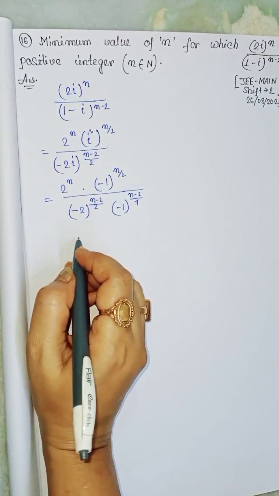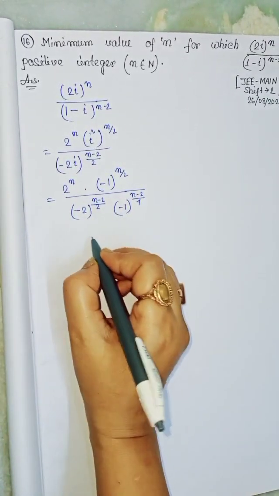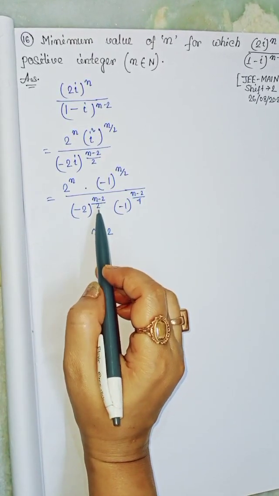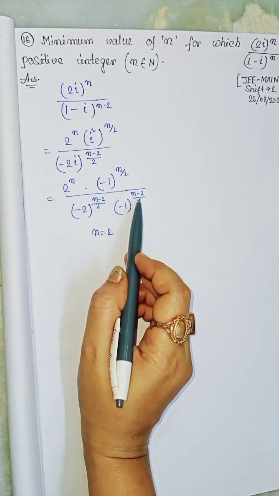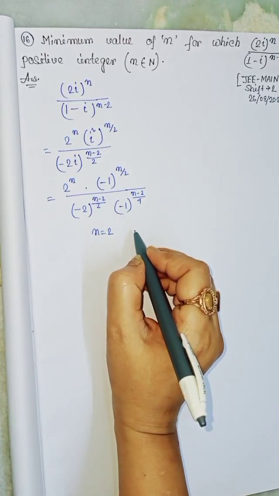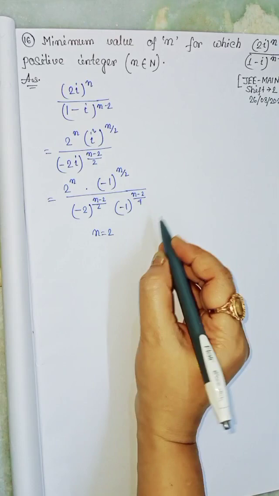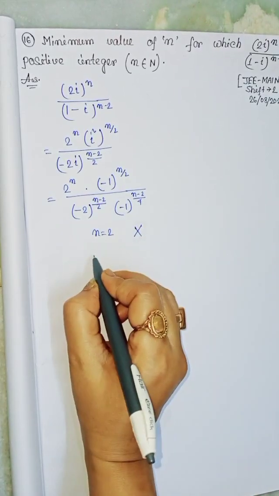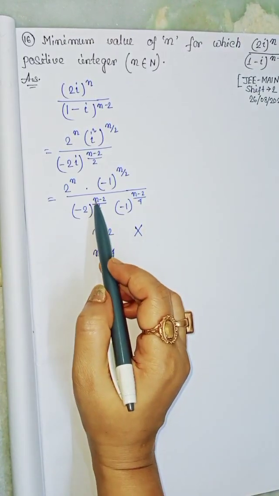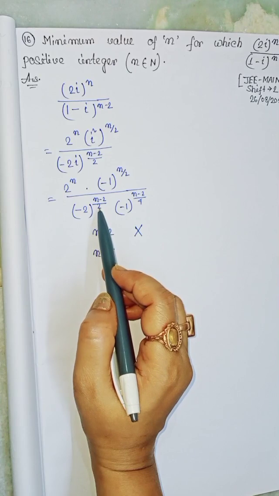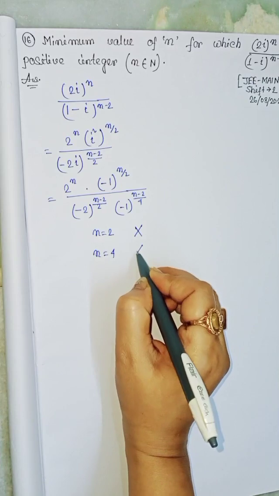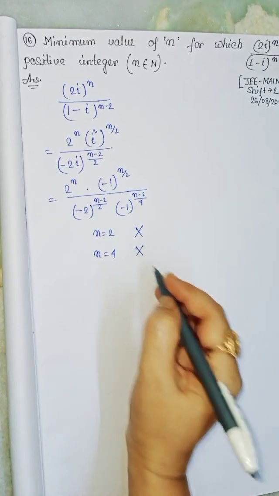So just take the value n equal to 2. N equal to 2 means this one is 0 by 2, that is 0, and it is also 0. So the denominator is 0, so this value is not a positive value, so this one is rejected. If we take n equal to 4, then this one becomes 2, 4 minus 2 divided by 2, that is equal to minus. This one becomes minus, this one becomes minus. So n equal to 4 is also rejected.